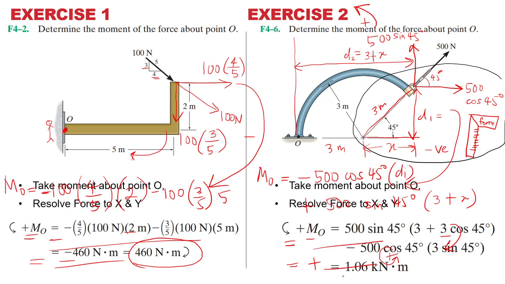Ya, jawapan dia 1.06 kilo Newton meter. So the jawapan is positif. Kalau positif, siapa yang menang? Naik atas ke turun bawah? Positif. So it rotates like that. This is a positive. It will rotate counterclockwise. So moment dekat O ni dia macam ni lah. Ini yang menang. Positif menang.